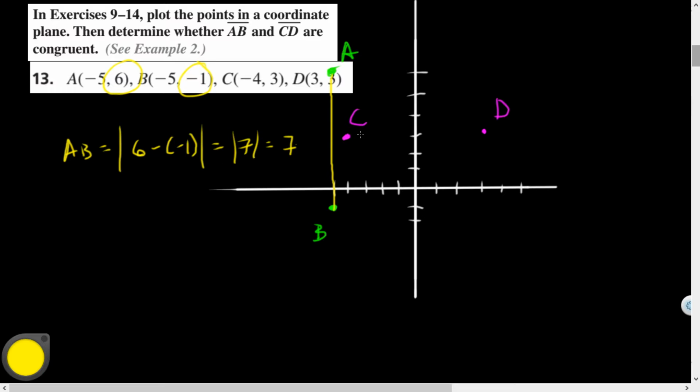Whereas CD are horizontally oriented points, and I would therefore look at their x coordinates, and the length of CD is going to be the absolute value of their difference. And I could do this in any order. Let's do -4 minus 3. -4 minus 3 is becoming more negative, so that's absolute value of -7.